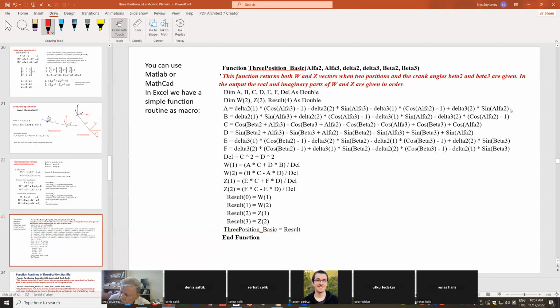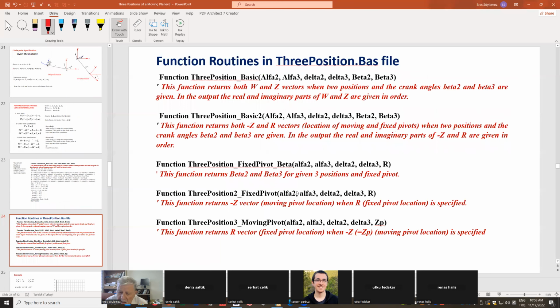These are expansions of those multiplications, delta 2 times e to the i beta 2, etc. And then, as a result, you determine W and Z values. Okay? For 3 position basic, you have to mark 4 cells in a row, and you will get the result. I'll show you in a minute. There are several different functions that you can use.